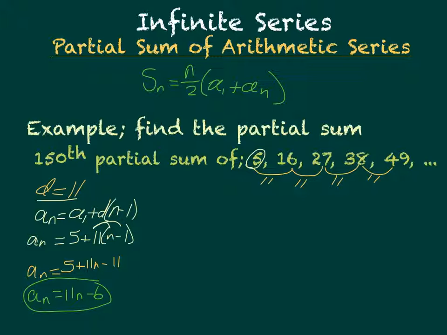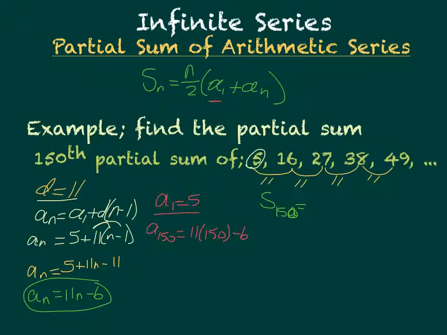Now the reason I wanted to find that is because I need to find my a sub n. Since I want S sub 150, that means I need to find a sub 150. It would take a long time to actually add it 150 times, so I'm going to take that shortcut. I have my a sub 1, which equals 5, because that is part of my partial sum series. And then I need to find my a sub 150. Well, I just put 150 in for n. So 11 times 150 minus 6.